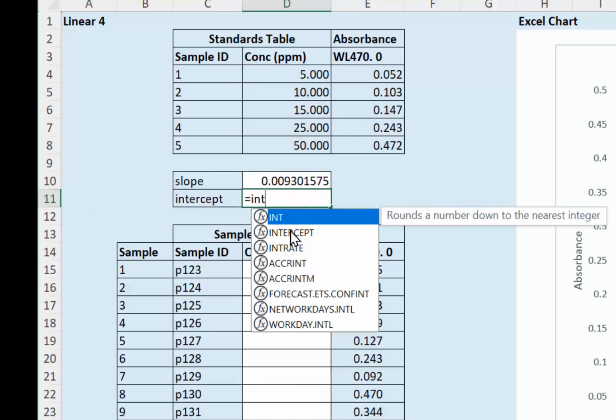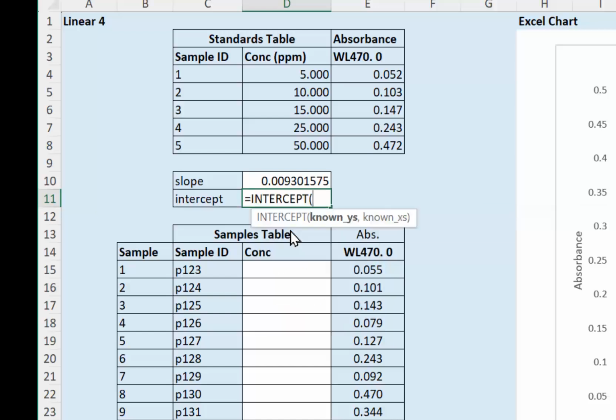Equals INT, double click on the word intercept, pass the Y values, comma, X values. Now to calculate the concentration of the unknown samples based on the slope and intercept of the calibration curve.